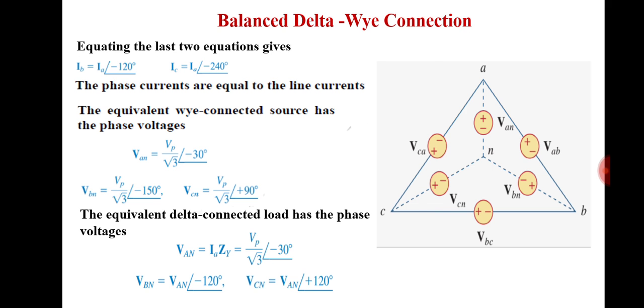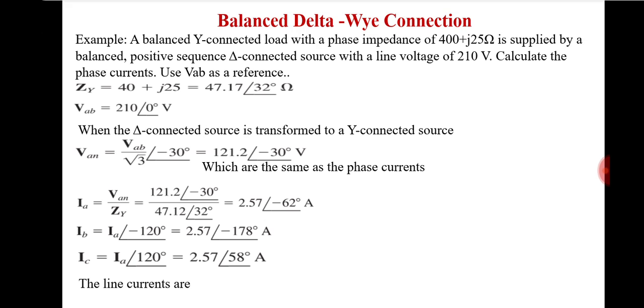Now example. A balanced star connected load with a phase impedance of 40 plus j25 ohm is supplied by a balanced positive sequence delta connected source with a line voltage of 210 volt. Calculate the phase current and use VAB as a reference. So here phase impedance is given, and line voltage is given 210 volt, and take VAB as a reference.